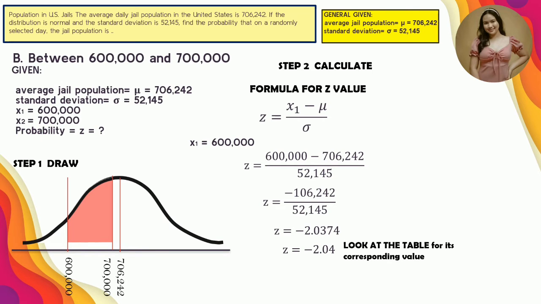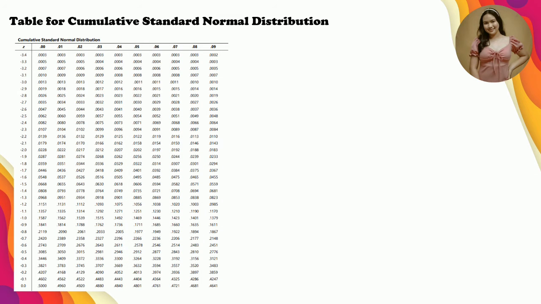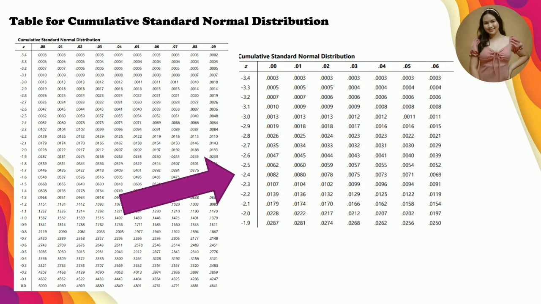And now we look at the table for its corresponding value. This is our table for cumulative standard normal distribution. And we are looking for negative 2.04. There. And its corresponding value is 0.0207.